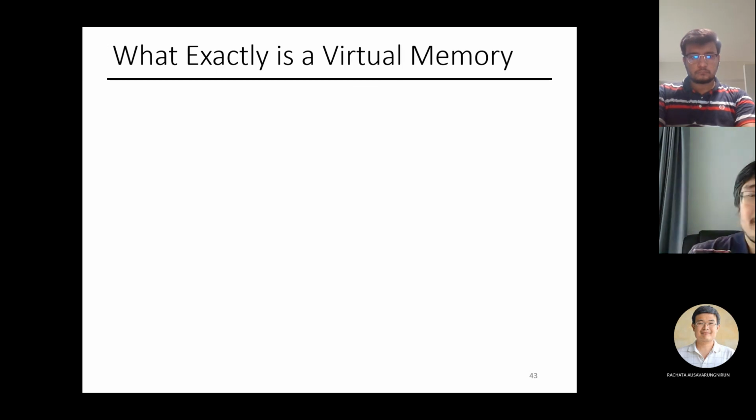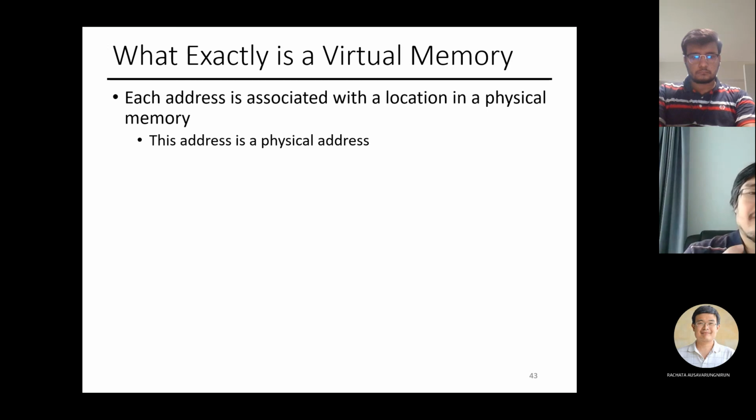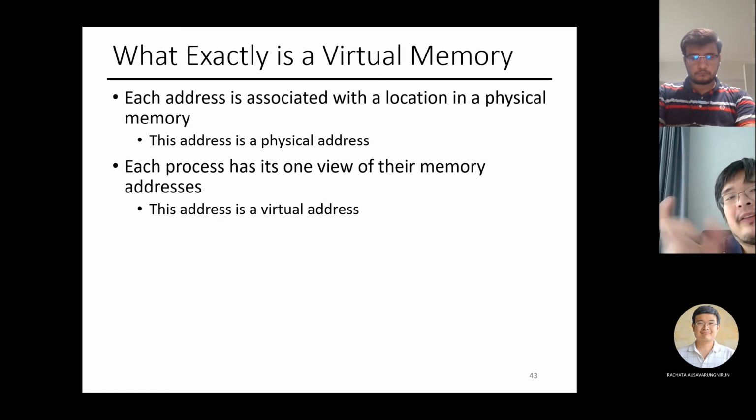So what exactly is virtual memory? Each address is associated with a location in the physical memory. Basically, every single address you see in the program, every single piece of data has to be somewhere in the physical address. It has to be somewhere in DRAM. But the process has its own view of the memory address. So the location of where the data is, is the physical address. Think of this as my address to my house right now, right?